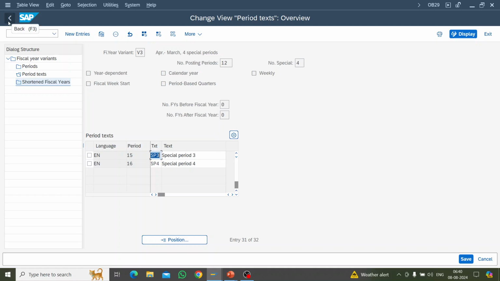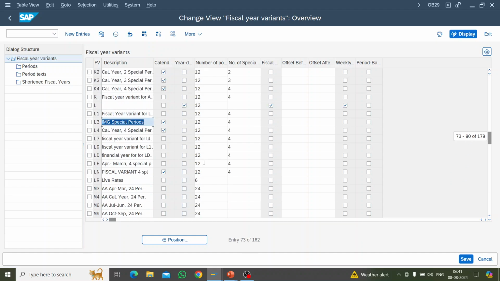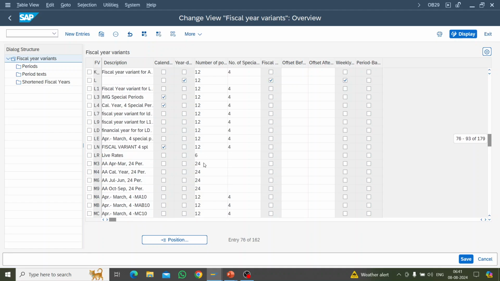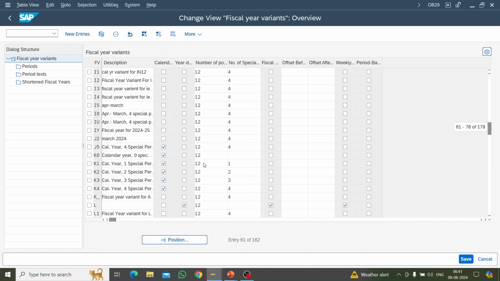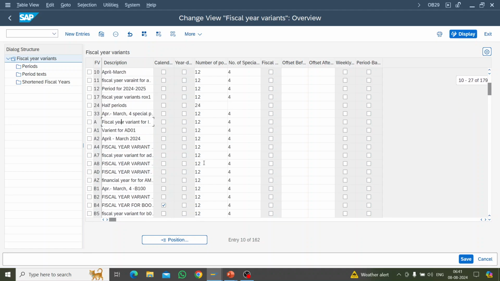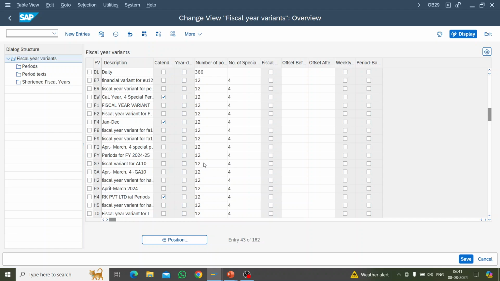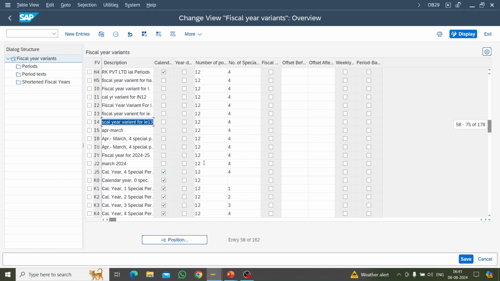Okay, let's go back. So we have seen calendar year, we have seen non-calendar year. Now we will see something called year dependent also. See, this one we have, I think, not sure how many we have. I think there are a couple of them already. So any one of them is fine for us. Any one of them is good enough for us. We don't need to see everything. So let's go down and see if we have something.